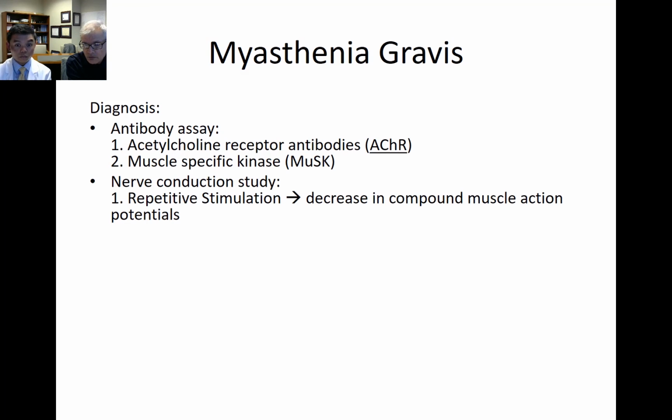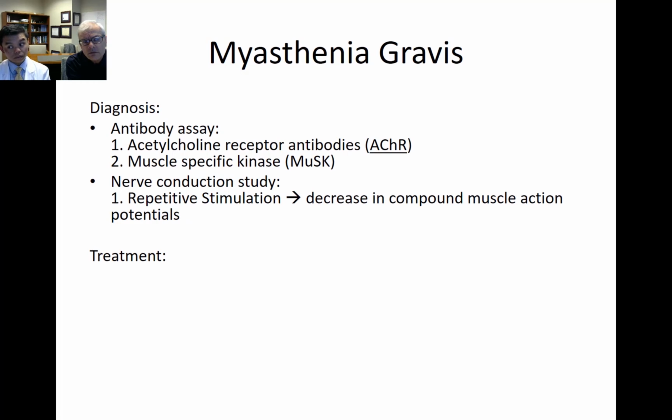Another thing that you might hear about, we won't go that far in depth with this, is a type of study called a nerve conduction study where we do repetitive stimulation. Basically the buzzwords to look for: we're stimulating a nerve to activate a muscle. We look at the muscle action potential that's produced from that muscle, and each time you stimulate or zap the nerve, that muscle action potential will go down. So we look for a decrement being the key word.